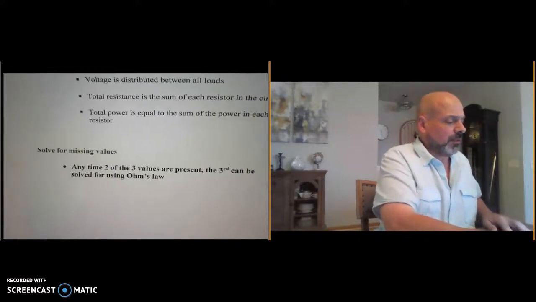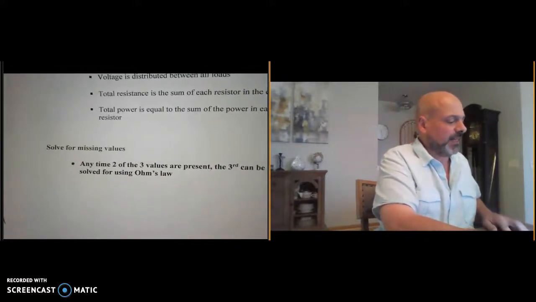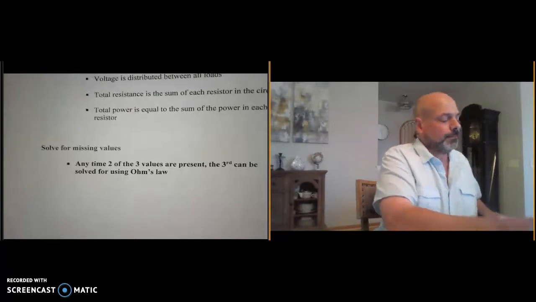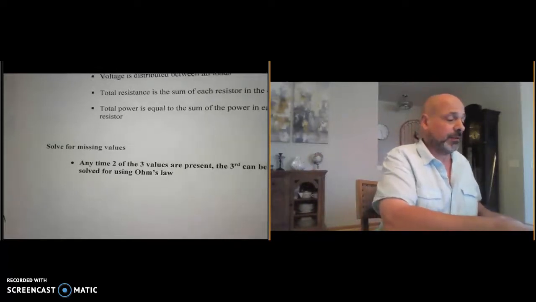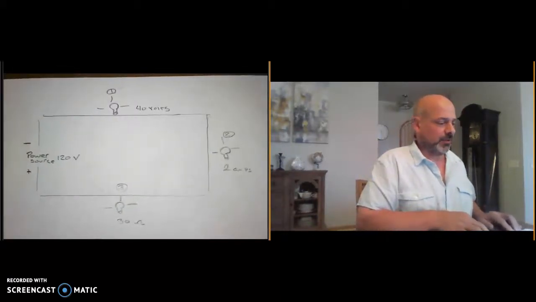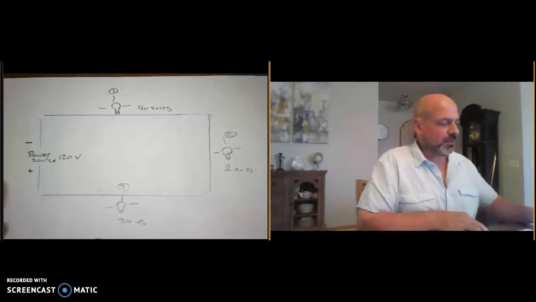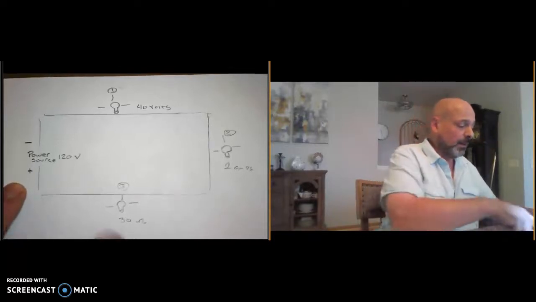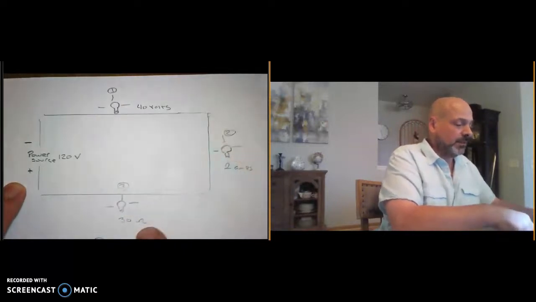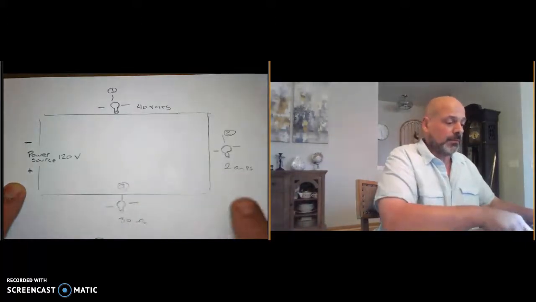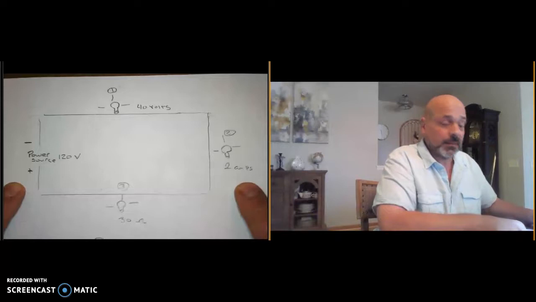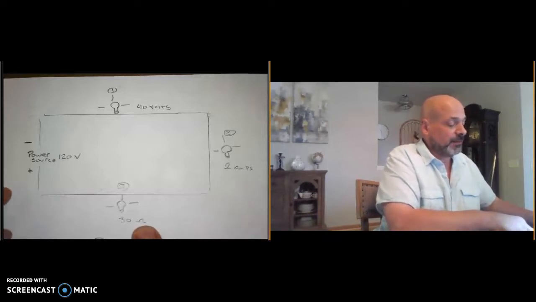Okay, so we'll be solving for some missing values. Remember, we're looking at three values. Anytime two of the three are known, we can solve for the missing value. So in this circuit that I've drawn, we have a 120 volt power supply. We have three bulbs. One bulb is 40 volts. One has 2 amps. One has 30 ohms of resistance.